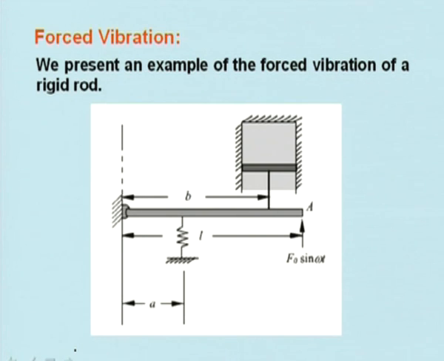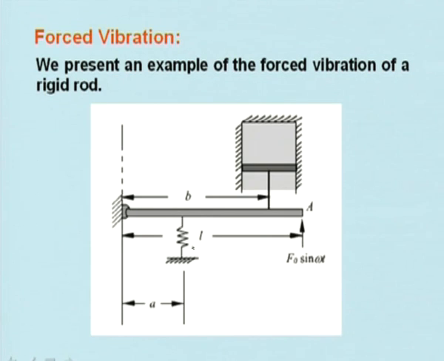Now till now we have talked about the free vibration problems. Now let us go to the forced vibration problem. An example of a forced vibration of a rigid rod is like this. This rod is hinged at this point, and an excitation force F0 sin omega t is provided at point A, and the spring is at a distance of B. This distance is L. Here spring stiffness is K. This is A. This is B.